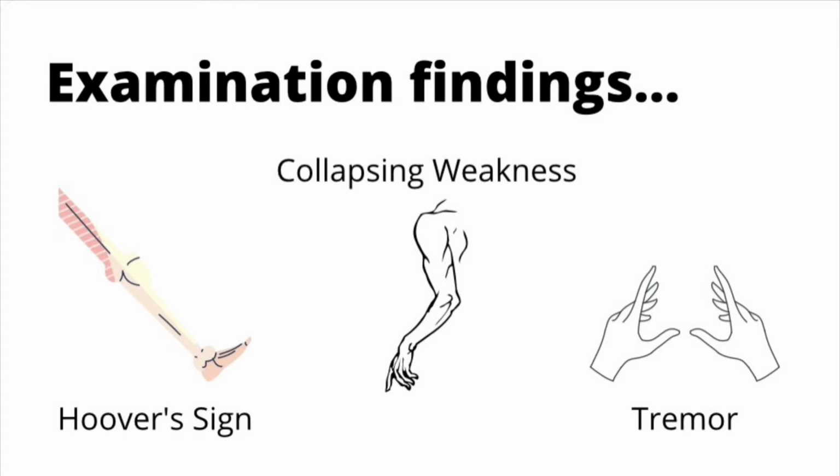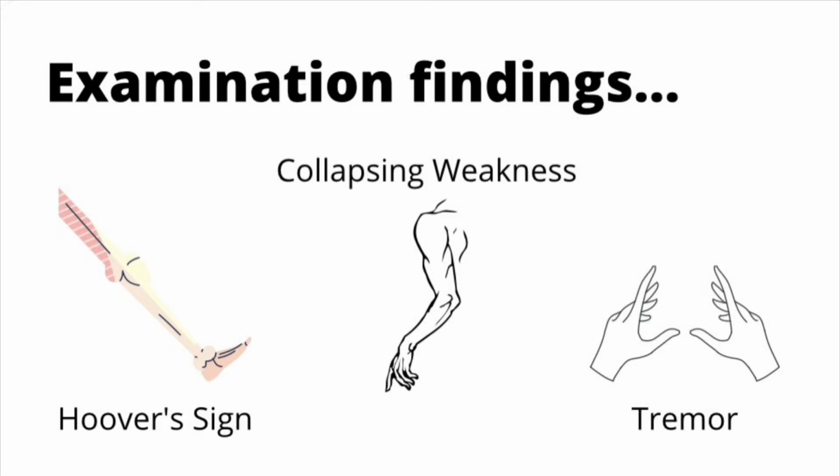Now, the signs to test for depend on a specific diagnosis. For functional weakness, for example, you may wish to use Hoover's sign. For some patients with functional weakness, hip extension will be weak on the affected side. However, if you test contralateral hip flexion against resistance, then hip extension on the affected side may improve and become strong, and this is termed Hoover's sign.